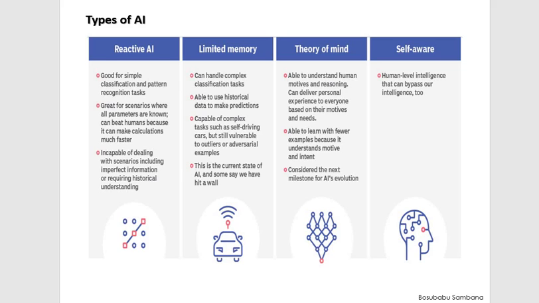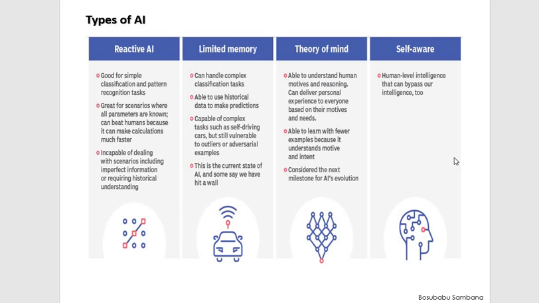This is the current state of AI, and we have some of it, like Google cars and Tesla autonomous cars. Okay, next one, theory of mind: able to understand human motives, means converting human intelligence into machine intelligence for easily identifying reasoning techniques, decision making and problem solving, and identifying known objects to unknown objects. Able to learn with fewer examples because it can understand the motive and intent based on sentiment. In this mechanism, we are deeply involved in sentiment analysis.